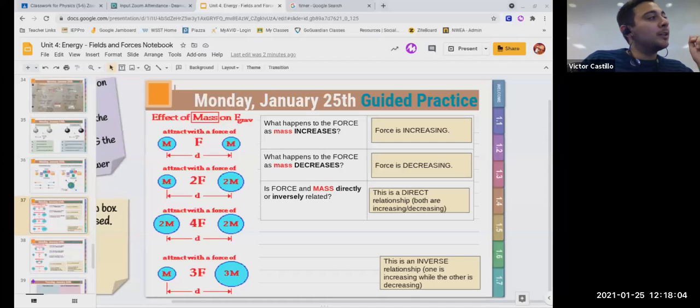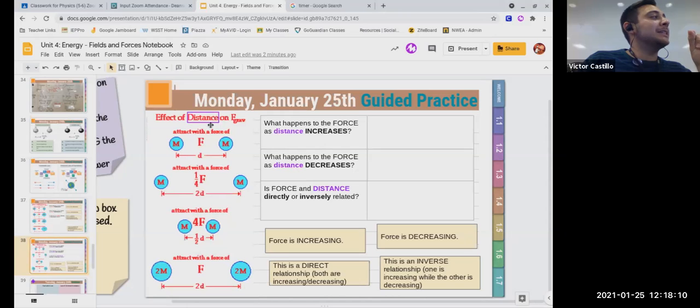So everyone, let's go to slide 38. This was slide 37. Now we're focusing on distance. We're not focusing on mass anymore. We're focusing on distance.